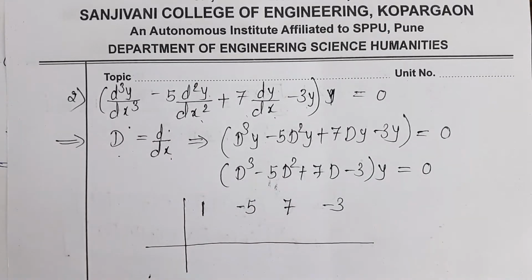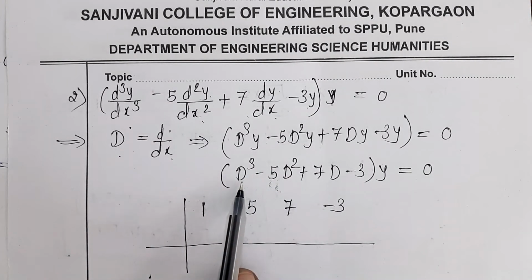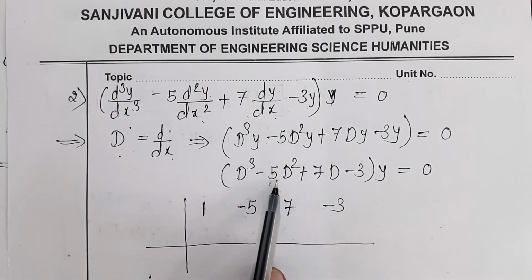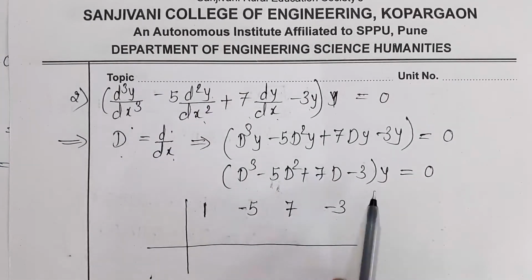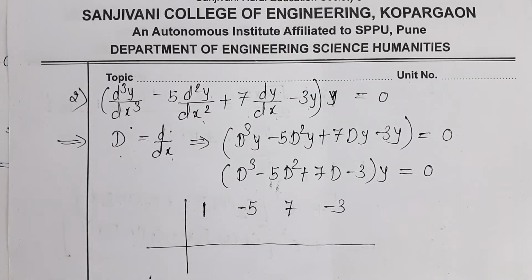Now the first root we obtain by using the trial and error method. What is the trial and error method? First substitute D is equal to 1 here. If it is equal to 0, then that will be the root. So if I put D is equal to 1 here, 1 minus 5 plus 7 minus 3. So 1 minus 5 is minus 4, plus 7 is plus 3, minus 3 is 0. So 1 is the root of this equation. So one root we have to find out by trial and error method. Start always from 1, then minus 1, then 2, minus 2, 3, minus 3, like that you can start.